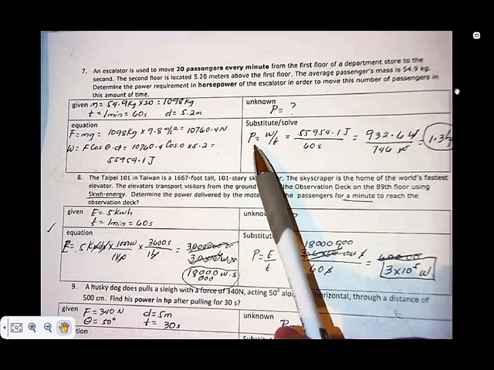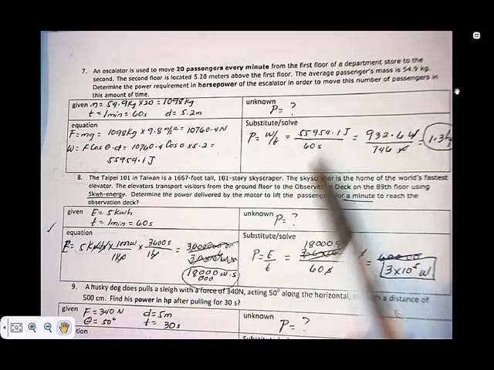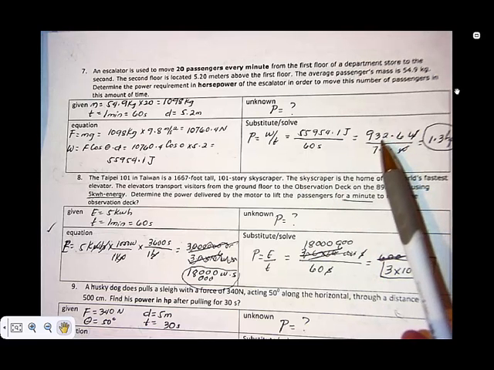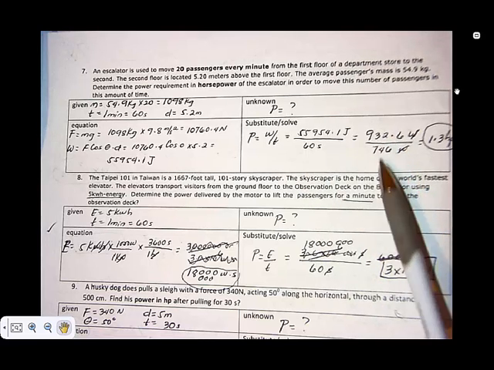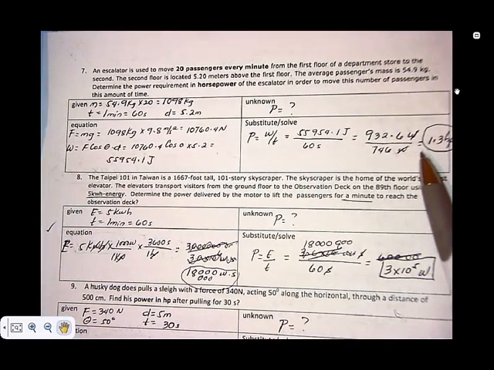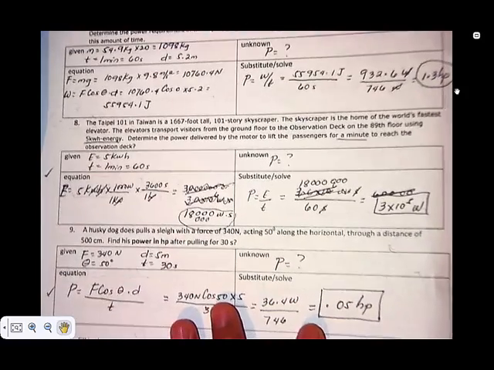So to get the power, divide that work by 60 seconds, and you will have 932.6. Changing that to horsepower, divide it by 746. Your answer is 1.3. For number 8, there's a lot of given in number 8.